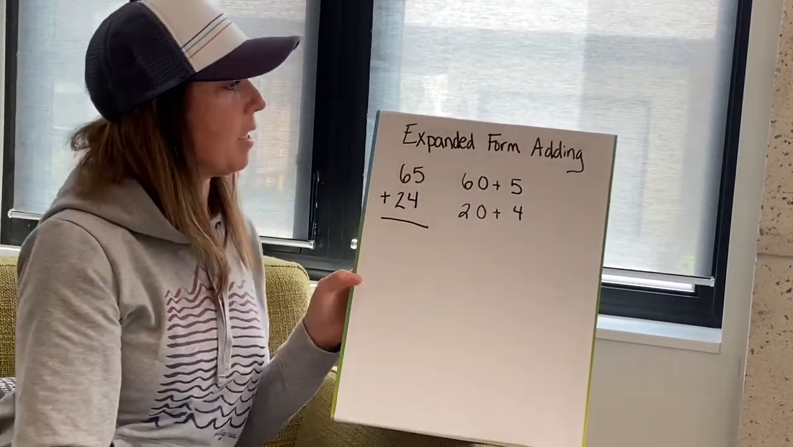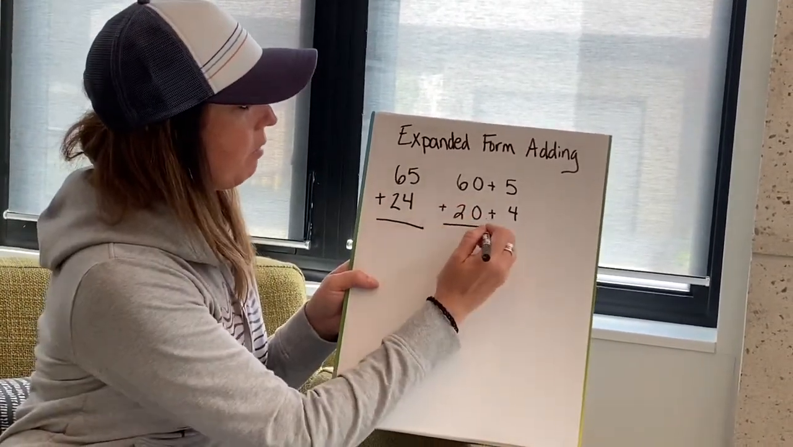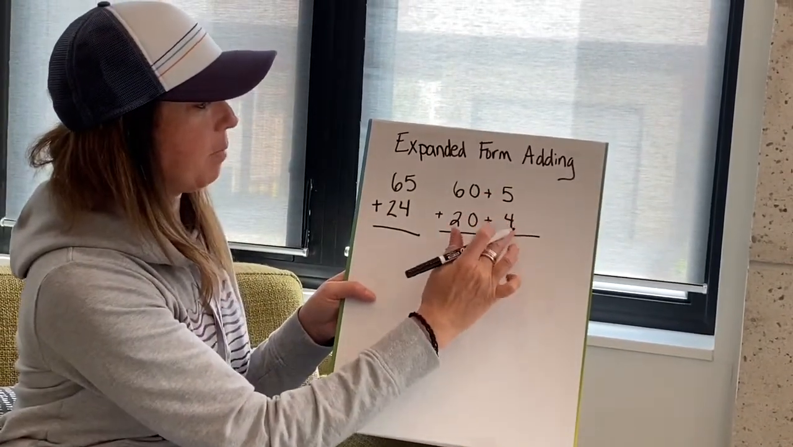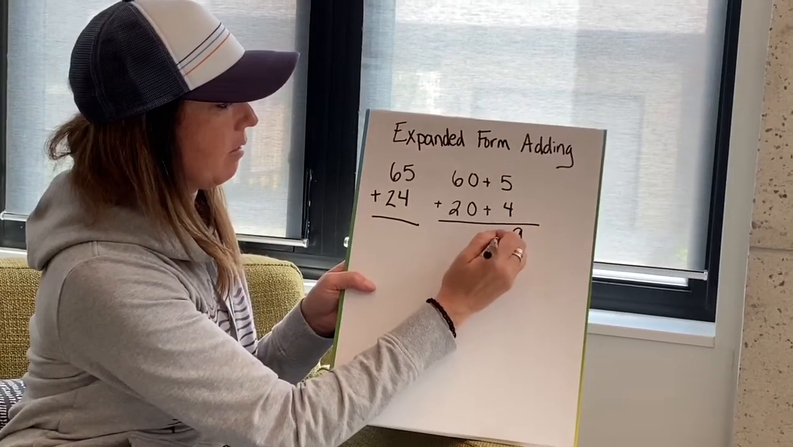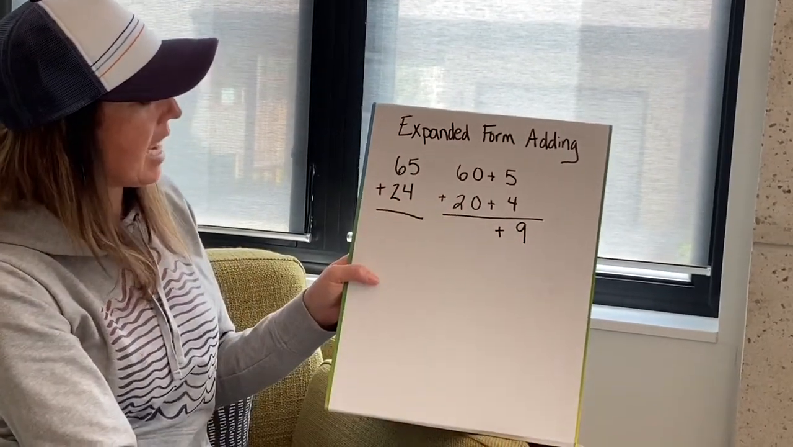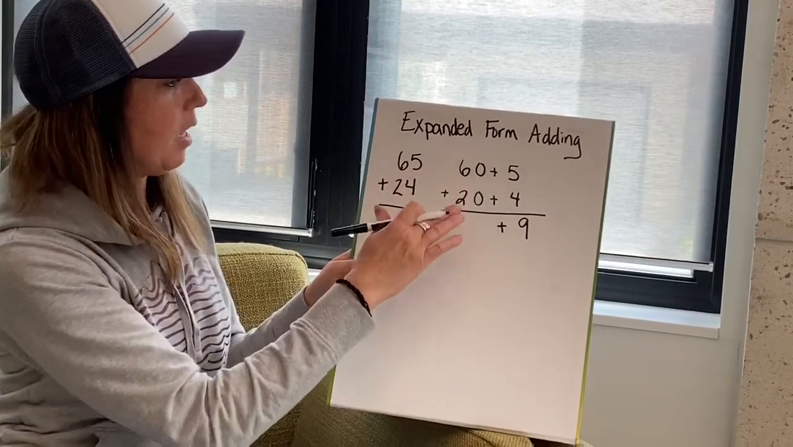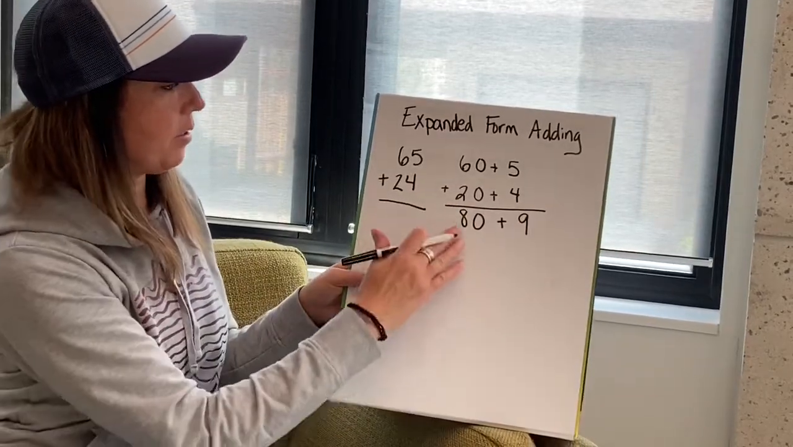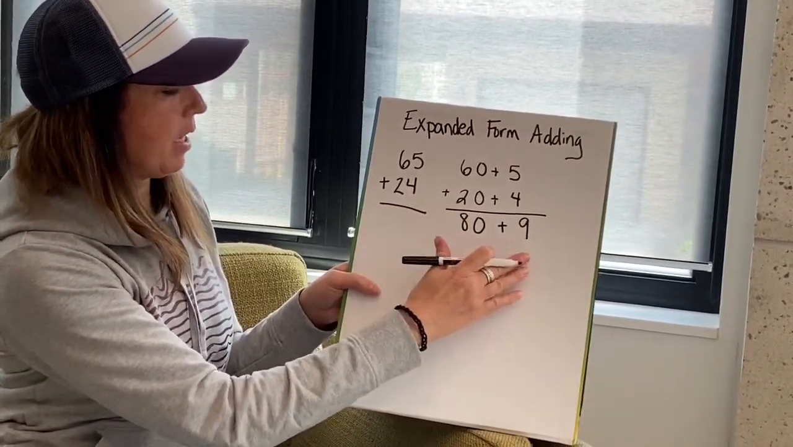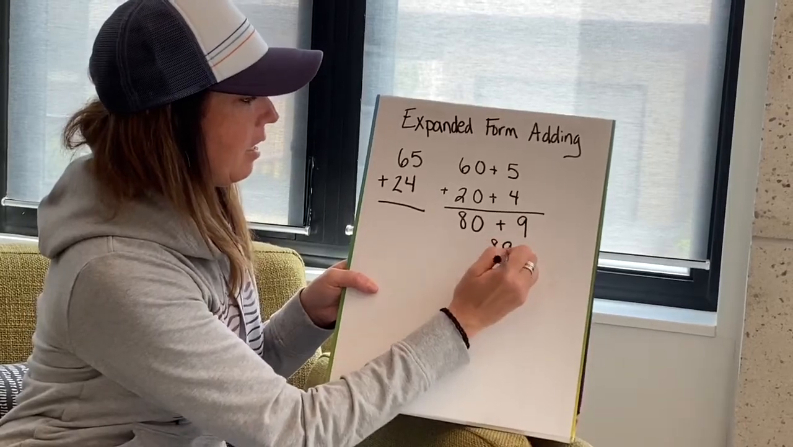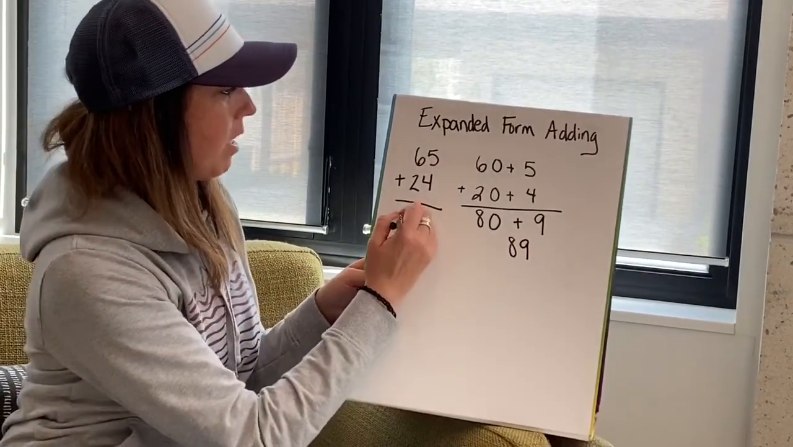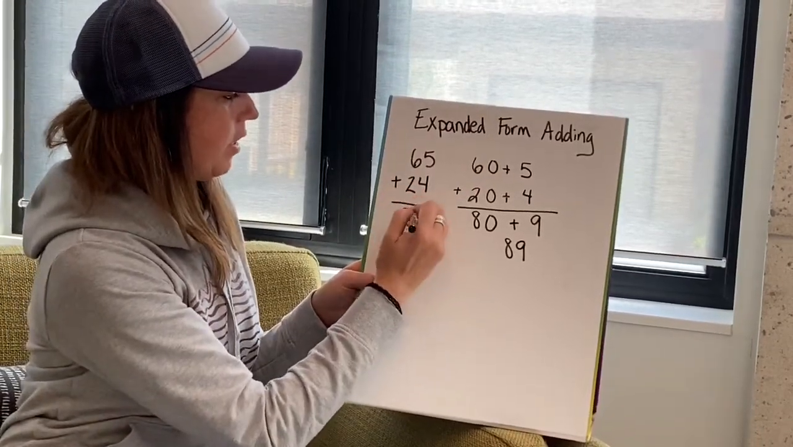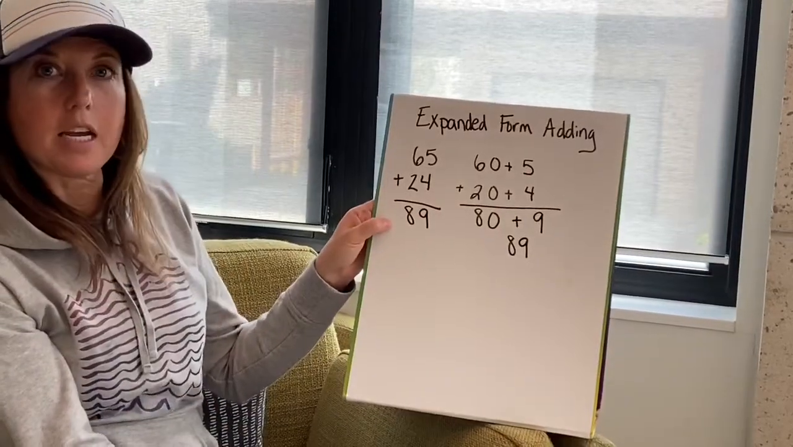When we're using expanded form to add, we are first going to add the number of ones we have. So we have 5 ones plus 4 ones is 9 ones. Now we're going to add how many tens we have. So we have 60 plus 20, which gives us 80. Our next step is to add 80 plus 9, and we come up with 89. So our answer for 65 plus 24 using expanded form for addition, the sum is 89.